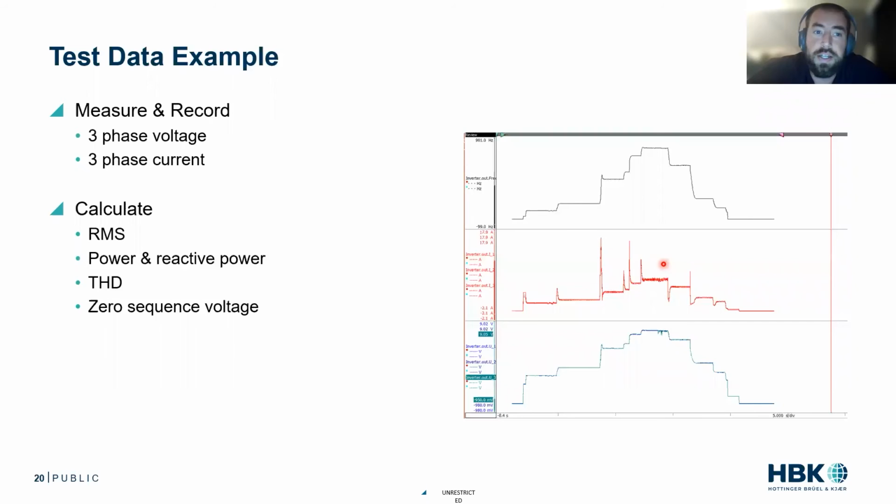So my test data: I measured and recorded 3 phases of voltage and 3 phases of current. I did not have a torque measurement. I calculated my RMS values, my power and reactive power, my total harmonic distortion, and my zero sequence voltages. I believe this is my healthy test that I ran. We fixed some speeds and stepped through a variety of speeds to characterize the machine. Did the same thing for the short circuit and the demagnetization.